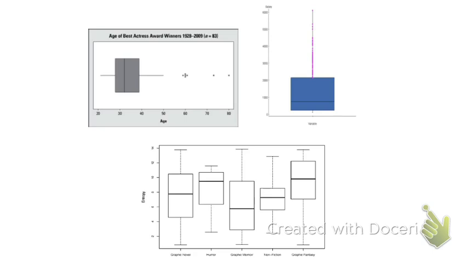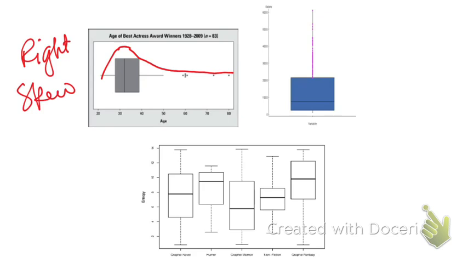All right, what about this guy, the actresses? All these little dots right here, those are all outliers. So what do you think? Oh yeah, this is right skew. Now, when you see box plots that are sitting on one end, like this next one, you need to make sure you're looking at it from lowest to highest. Usually if it's sitting on end, the lowest is this bottom part. So what do you think? Right skew.